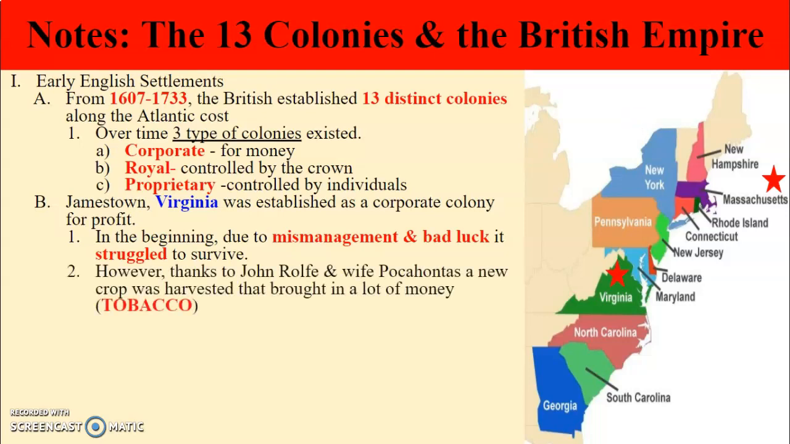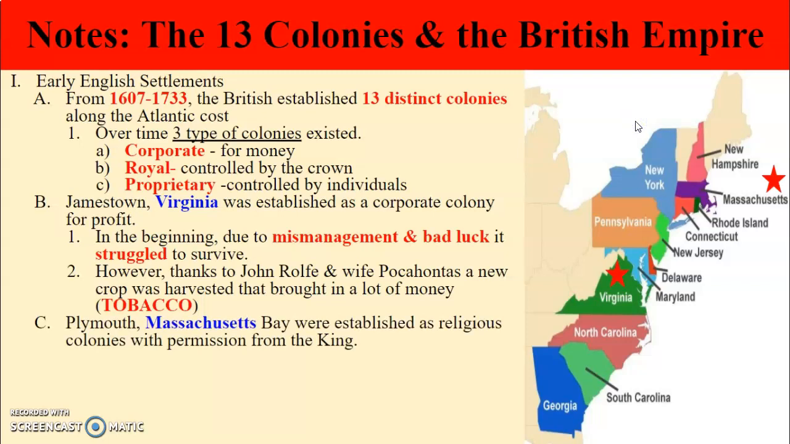However, thanks to their leader, John Rolfe, and his wife, Pocahontas, yes, the Disney movie based on her, a new crop was harvested that brought in a lot of money. So it paid off. All that misery eventually paid off thanks to the growing of tobacco. Tobacco was a new crop in the Americas that the English were crazy about. So it brought in a lot of money.